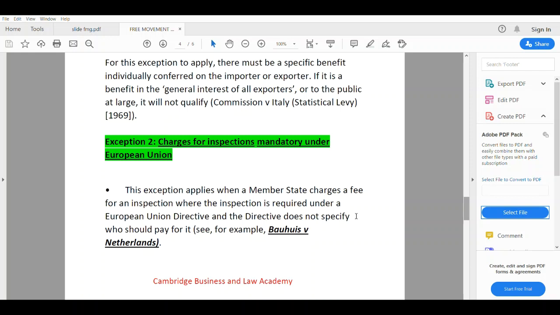I can give you an example for this exception to apply. Today in the world, we have difficulties with the coronavirus, and if the EU provides a directive which says that all the goods should be examined at the border, or all the persons driving the lorries should be examined at the border, and the EU directive doesn't specify who should pay for the charge, then the member state can require the importers to pay for the service or the test provided at the border.